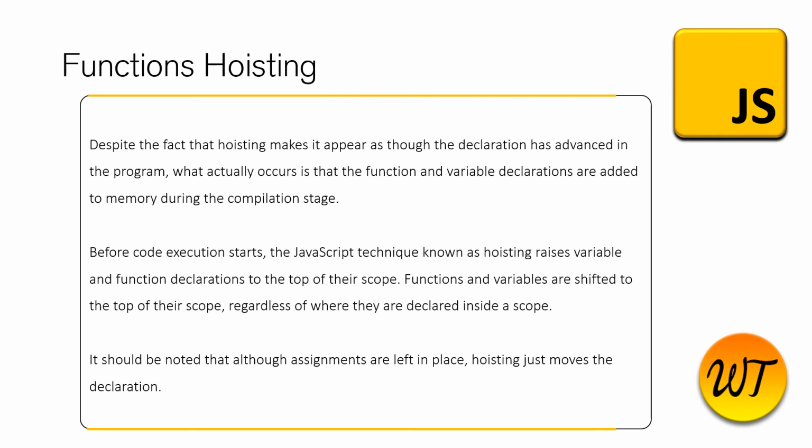Despite the fact that hoisting makes it appear as though the declaration has advanced in the program, what actually occurs is that the function and variable declarations are added to memory during the compilation stage. Before code execution starts, the JavaScript technique known as hoisting raises variable and function declarations to the top of their scope. Functions and variables are shifted to the top of their scope, regardless of where they are declared inside a scope. It should be noted that although assignments are left in place, hoisting just moves the declaration.